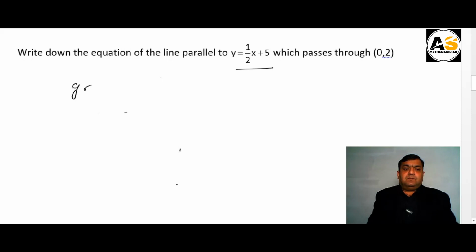Gradient can be found the same way, by comparing it with the standard form. Gradient of this line is 1 over 2. So gradient of the required line is also 1 over 2.